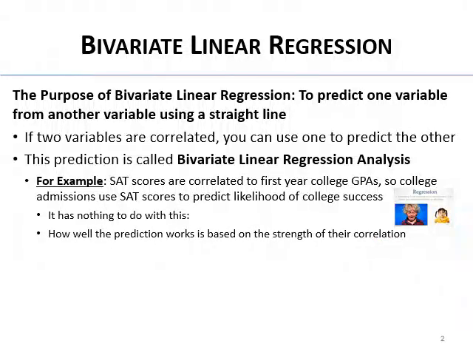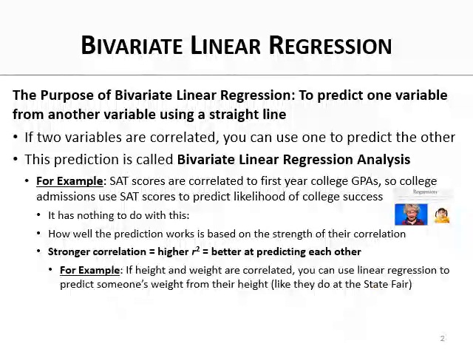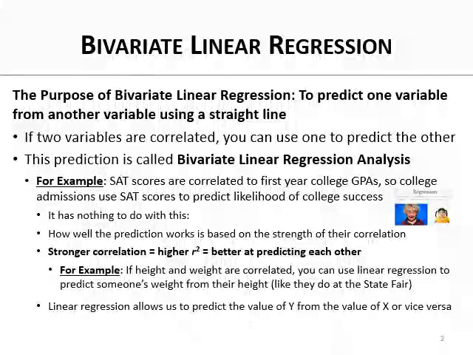How well the prediction works is based on the strength of the variables' correlation. Stronger correlation equals higher R squared equals better at predicting each other. For example, if height and weight are correlated, you can use linear regression to predict someone's weight from knowing their height. And this is how they do it at the state fair, when that person bets you $5 they can guess your weight.